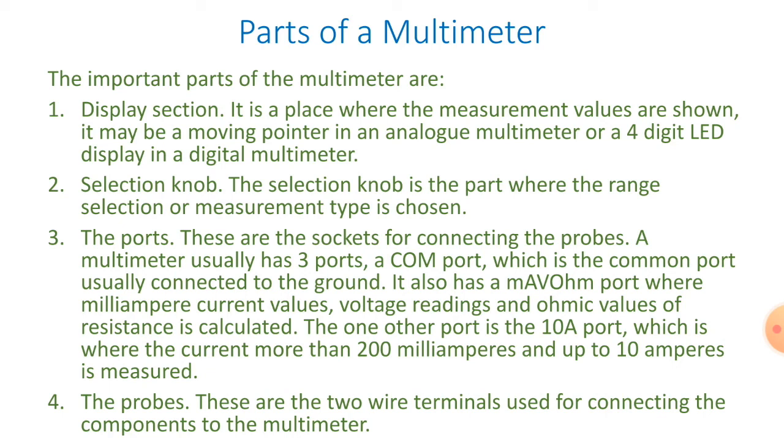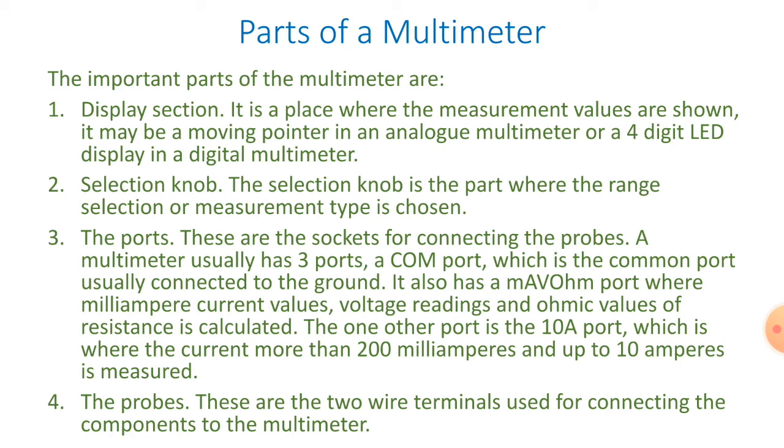3. The ports. These are the sockets for connecting the probes. A multimeter usually has 3 ports. A COM port, which is a common port usually connected to the ground. It also has a milliamp volt-ohm port where milliampere current values, voltage readings and ohmic values of resistance are measured. The other port is the 10 amp port, which is where current more than 200 milliamperes and up to 10 amperes is measured.